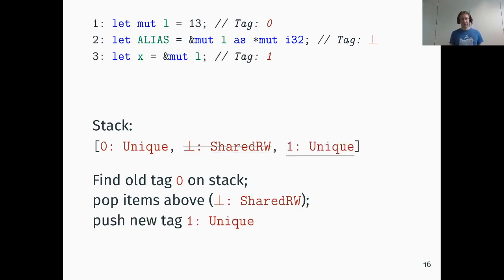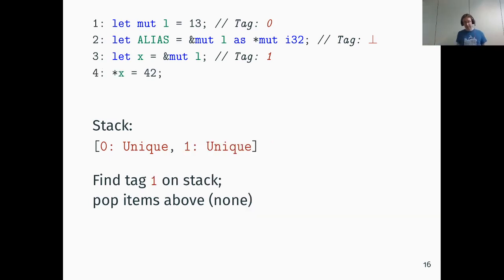In the next line of the program, we're creating a reference to L. This counts as a use of L. So we are looking for L's tag, 0, in the stack, and we are popping away everything that's on top of it. In particular, we are popping away the bottom shared RW. And then we are generating a fresh tag 1 for X and pushing it on top. We're using X, nothing interesting happens.